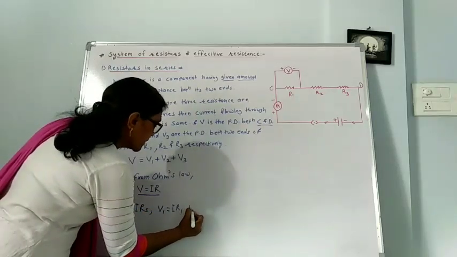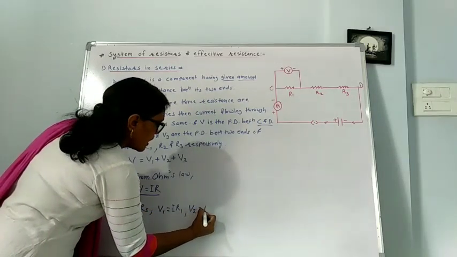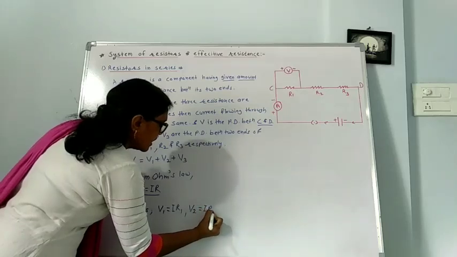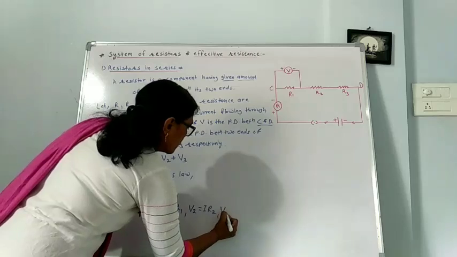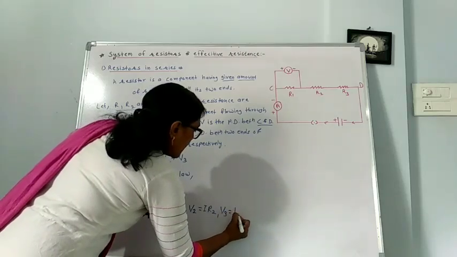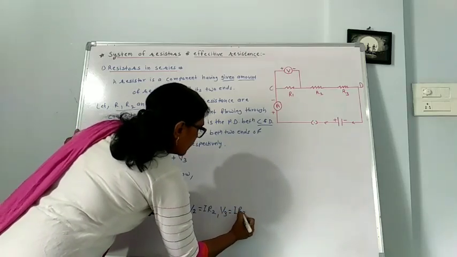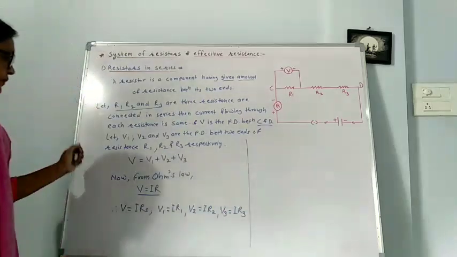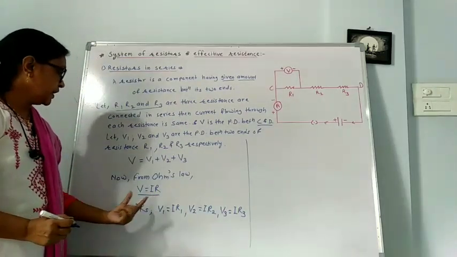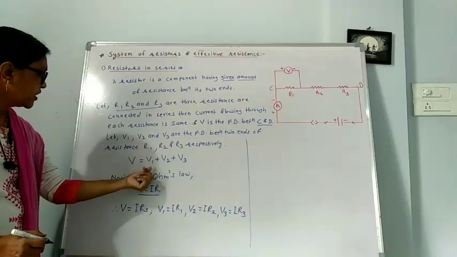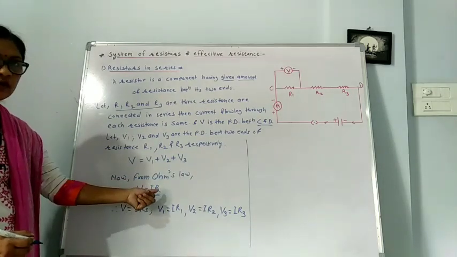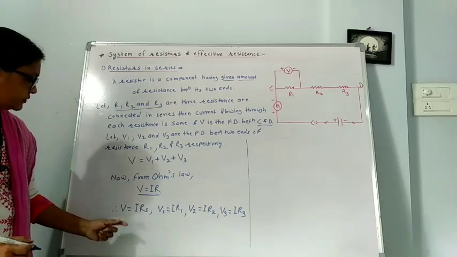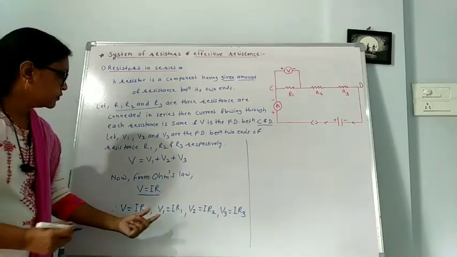Similarly V2 equal to R2 and V3 equal to R3. In this way, from this Ohm's law, we can write the values of V1, V2, V3 and V, because we know V equal to IR. So put all these values in the equation.